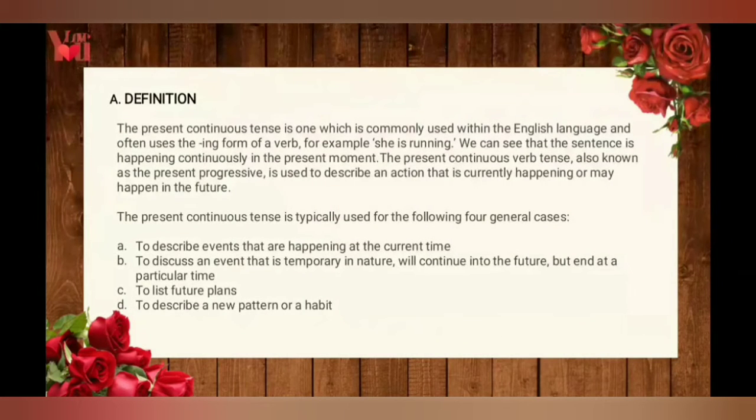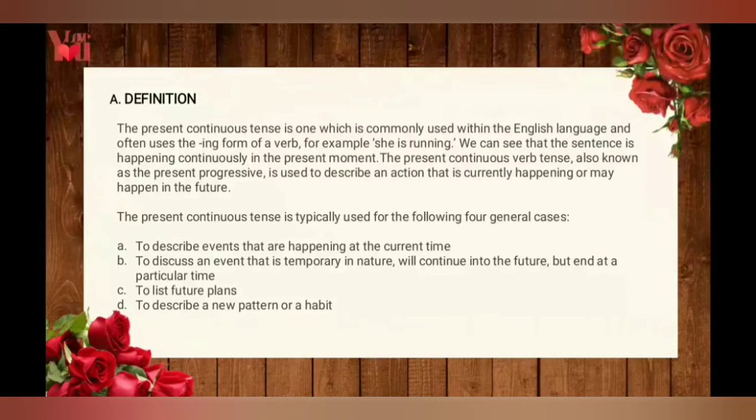Definition: the present continuous tense is one which is commonly used within the English language and often used in the form of a verb. For example, she is running. We can see that the sentence is happening continuously in the present moment. The present continuous verb tense, also known as the present progressive, is used to describe an action that is currently happening or might happen in the future. The present continuous tense is typically used for the following 4 general cases.